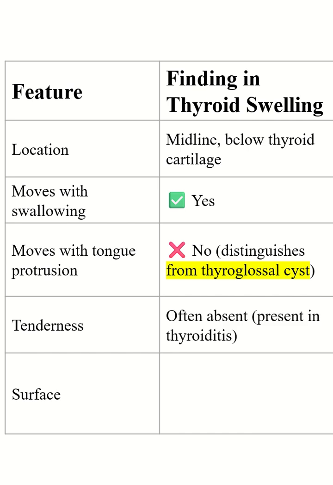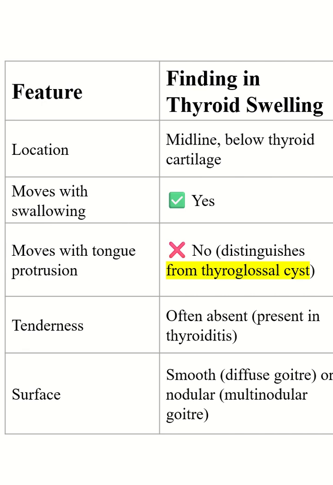And if you see the surface on palpation, a diffuse goiter will be smooth, while a nodular one, meaning a multinodular goiter, will have a humpy bumpy appearance. That is the nodular feel. That's how you palpate for the surface.